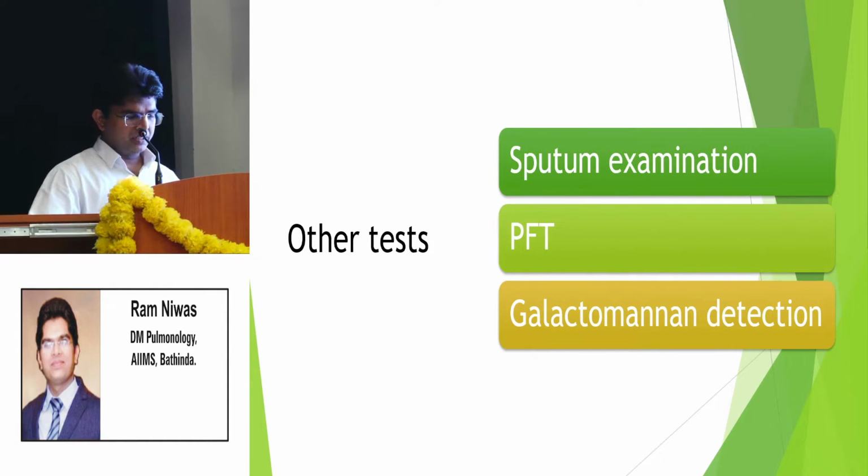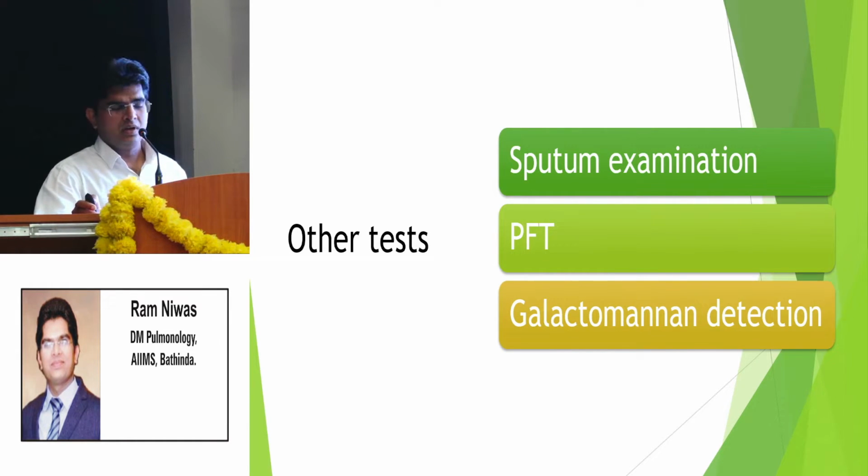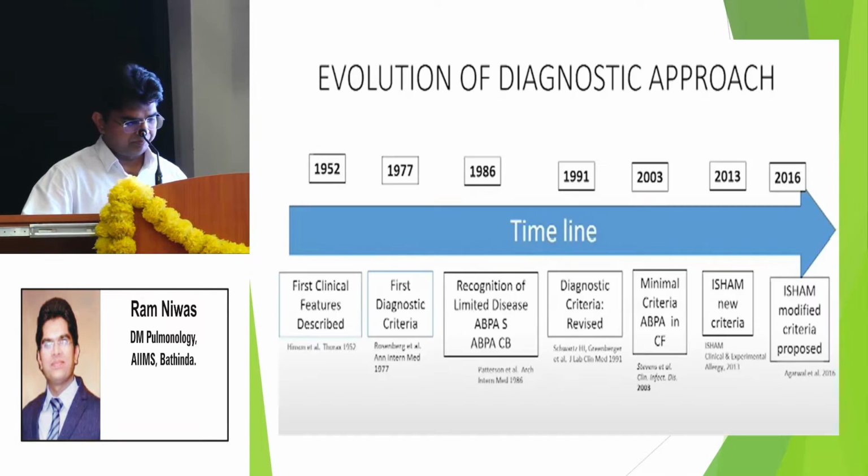Now coming to other testing, sputum examination is not very important for ABPA. Though we can do sputum examination if we have some other differential like tuberculosis or other invasive form of fungal infection. PFT is done to know the overall lung function. Galactomannan is a very important test for invasive aspergillosis, but it is not a good investigation for ABPA.